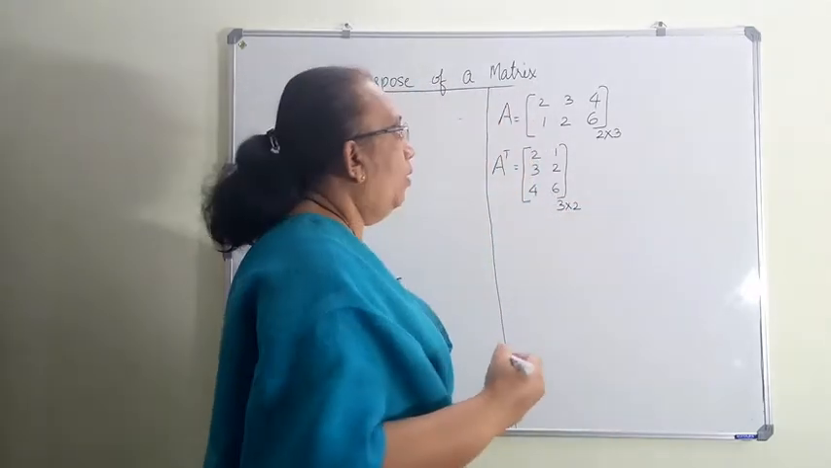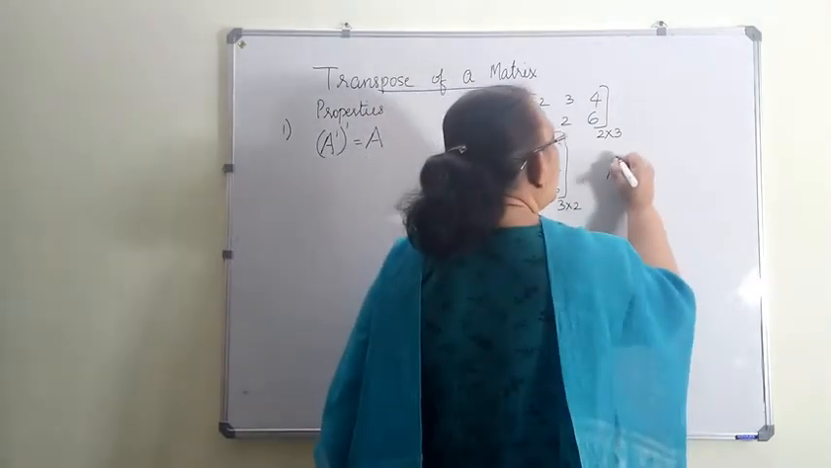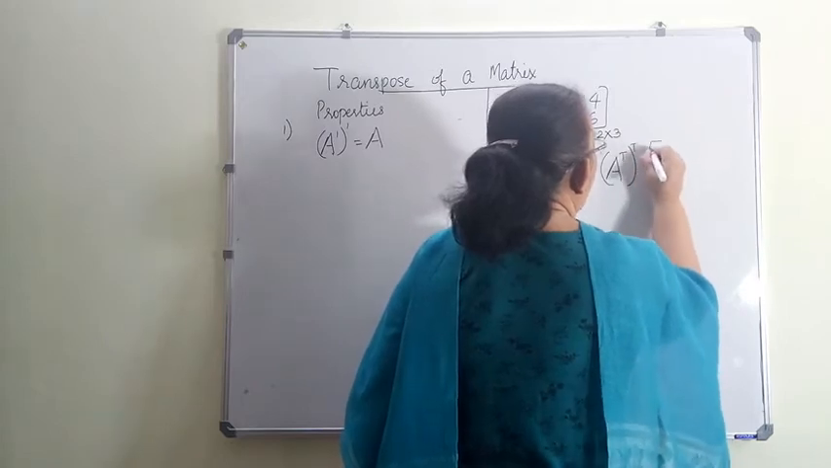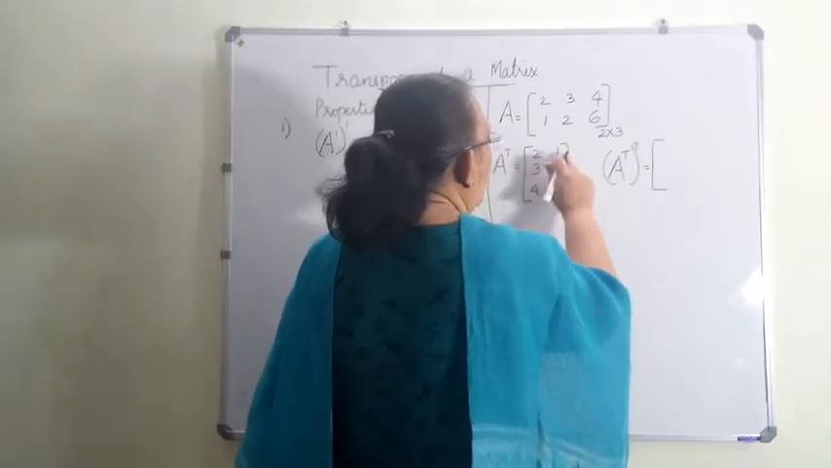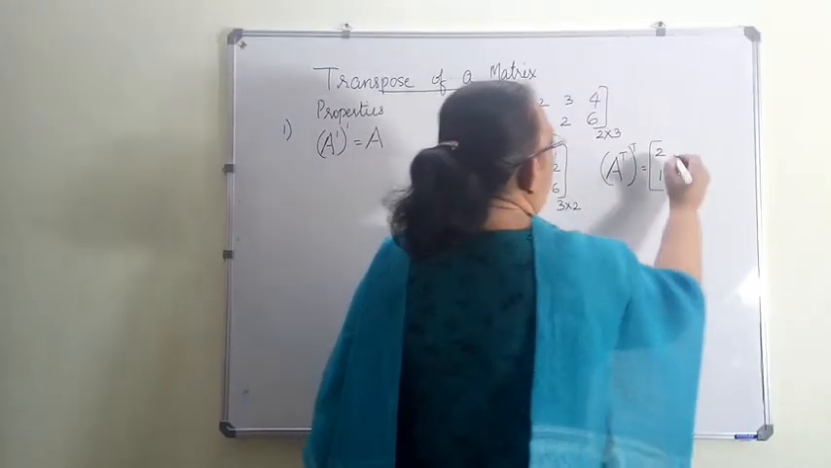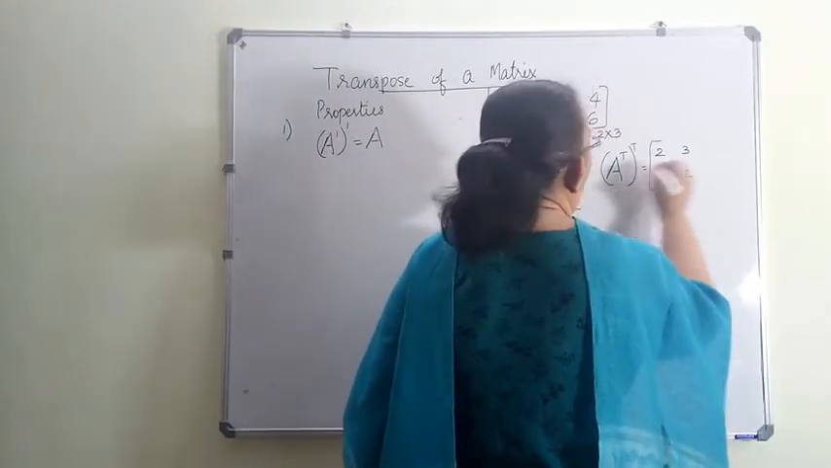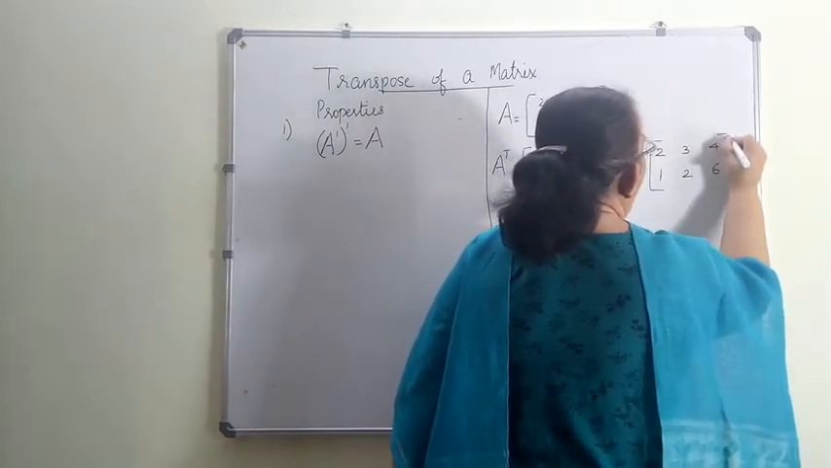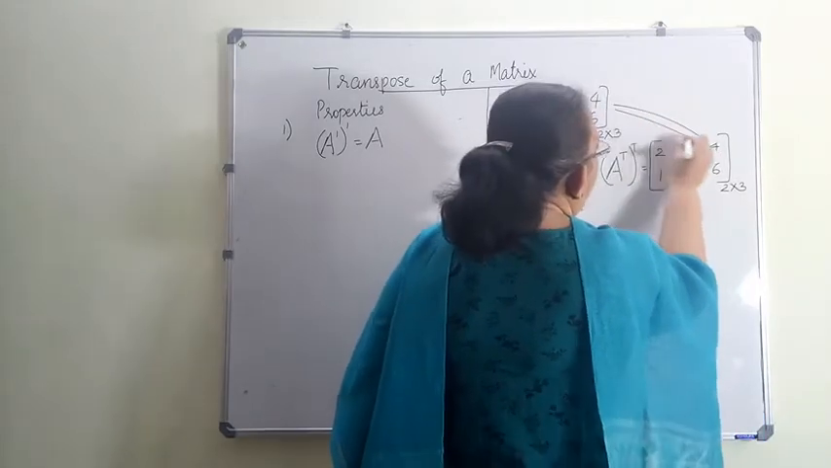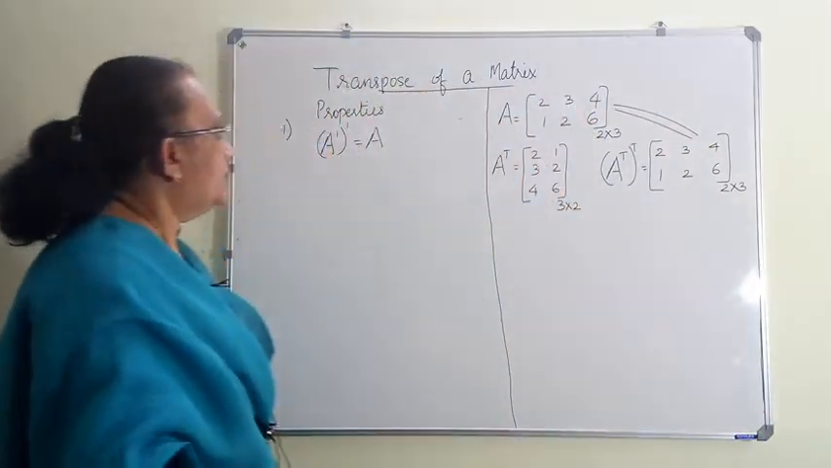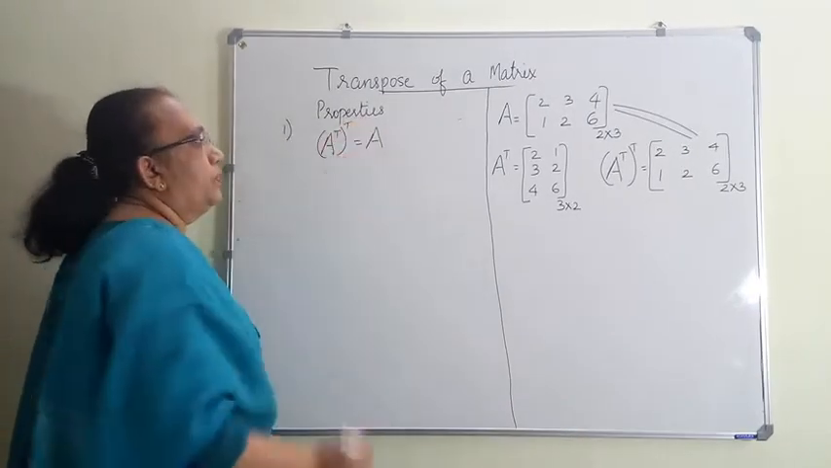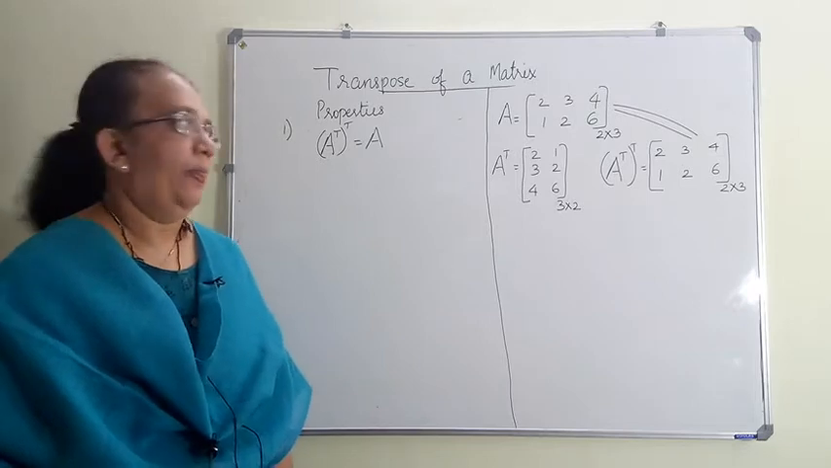Okay. Now I am finding its transpose. A transpose, the whole transpose is equal to, the rows become the columns. So it will be [2, 3, 4; 1, 2, 6] and it is of order 2 by 3, and you can verify these two are equal. So we can say A transpose, the whole transpose is equal to A.